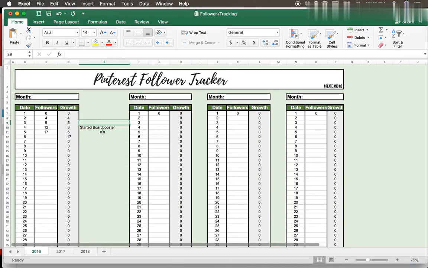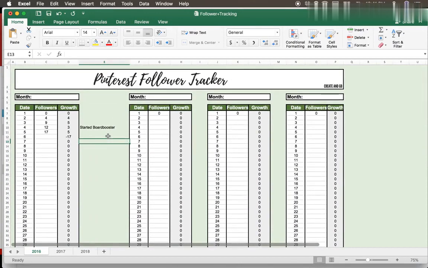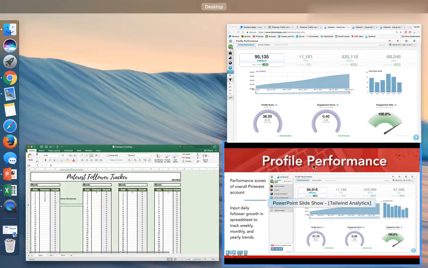So I do find it's useful to make some notes whenever you make big changes to your account. And this is just a really great tracker to keep track of algorithm changes and other things. And it's up to you. You may or may not care to track your followers. It's something that I have done since the beginning, and I highly recommend it.